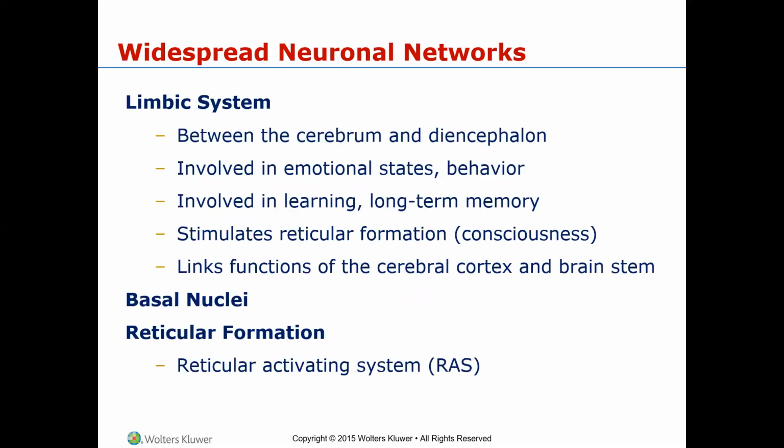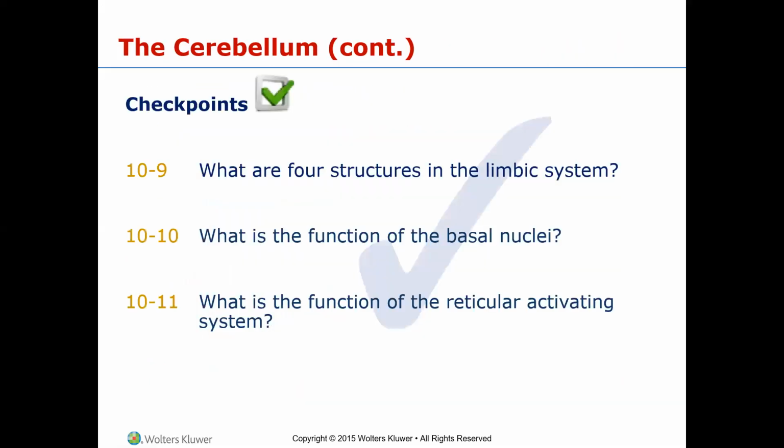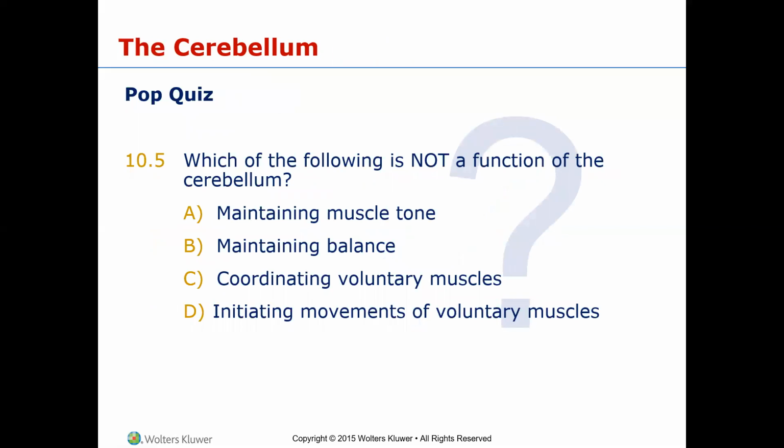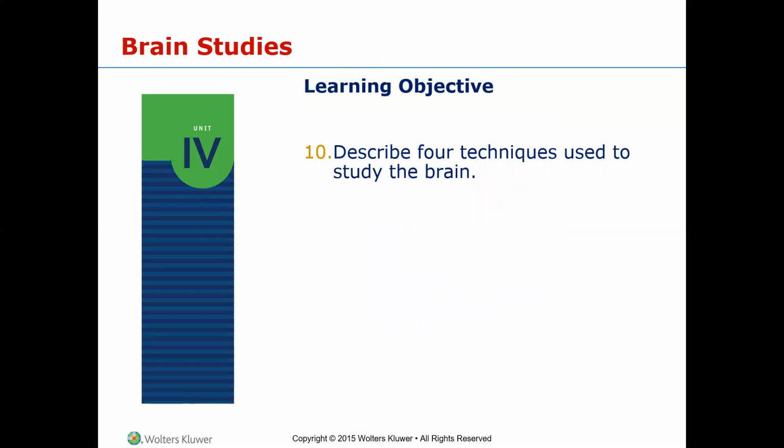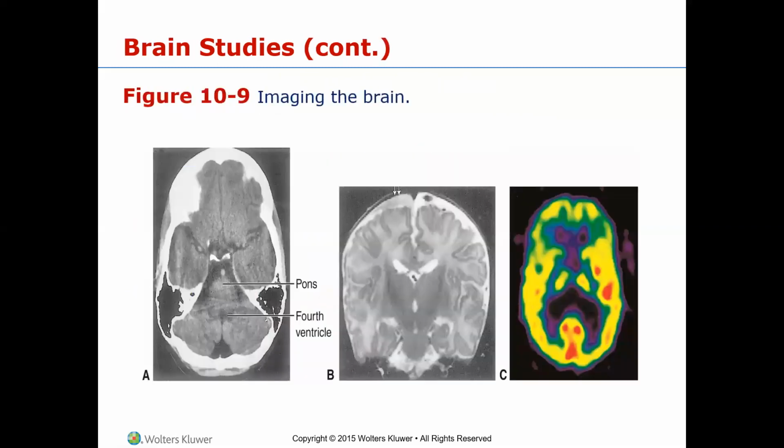We're not going to be responsible for the limbic system and the neuronal networks. However, you are responsible for some of these checkpoints here. No, I'm sorry, you're not going to be responsible for those because that deals with the limbic system. But which of the following is not a function of the cerebellum? Out of these, it would be initiating the movement of voluntary muscles.